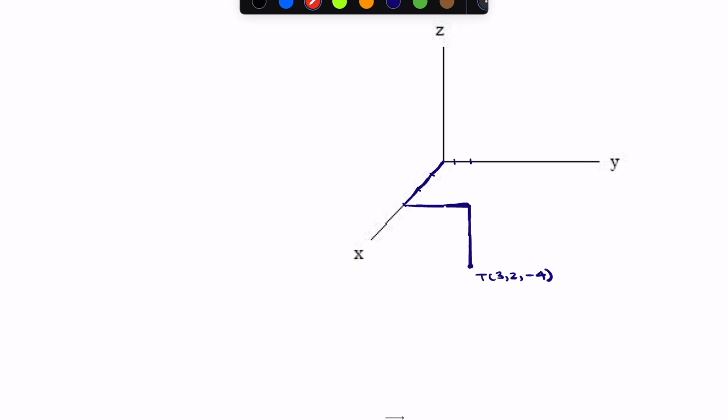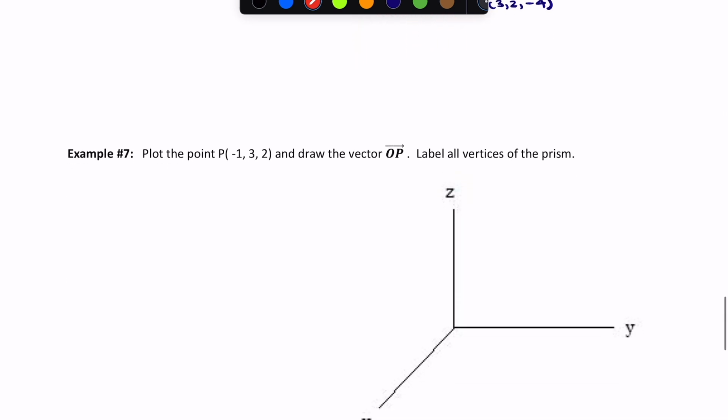Okay, so here we can complete our prism. So just represent that using the dotted lines. And so it'll look approximately something like that.